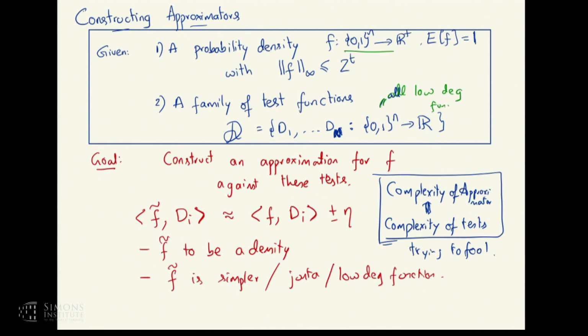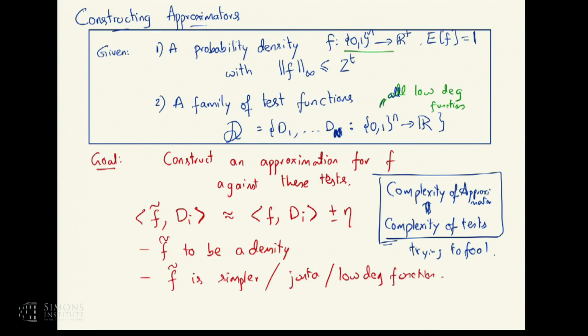Now f could be of arbitrary degree. What would you do? I didn't care that f tilde is a density. You just project f to the span of the low degree functions. It will preserve the inner products with low degree functions. So you give me any function, I'll just project it onto the degree d span. That will be the approximator. You see that the degree of the approximator depends on the degree of the test, not on the original function.